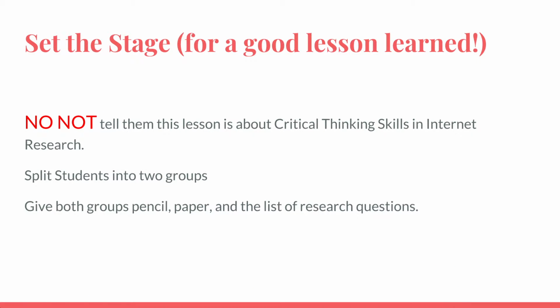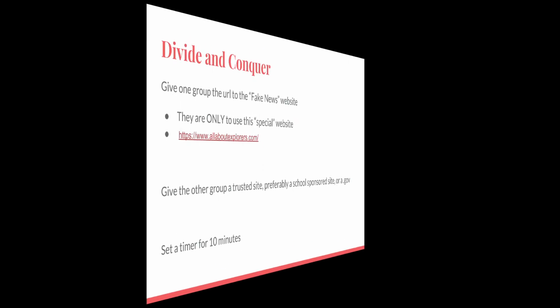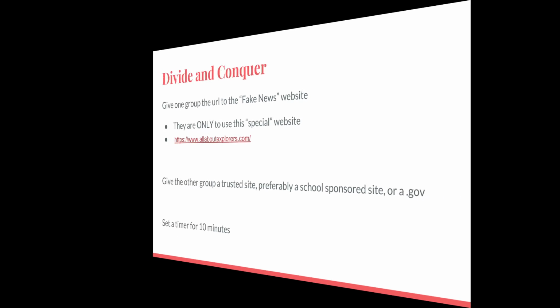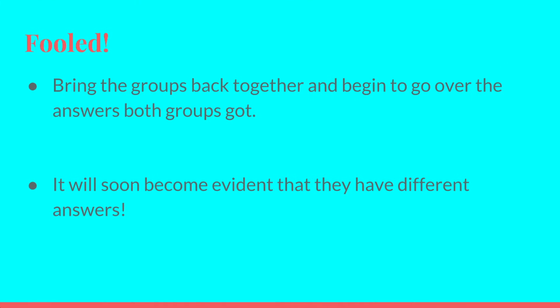Do not tell the students that this is a lesson about critical thinking skills in internet research, that it is simply research that they will be doing about explorers. You'll split them into 2 groups, giving one group of students the fake website and one group a school-sponsored site perhaps, or a .gov, and later explain about how we trust different websites and don't trust others.